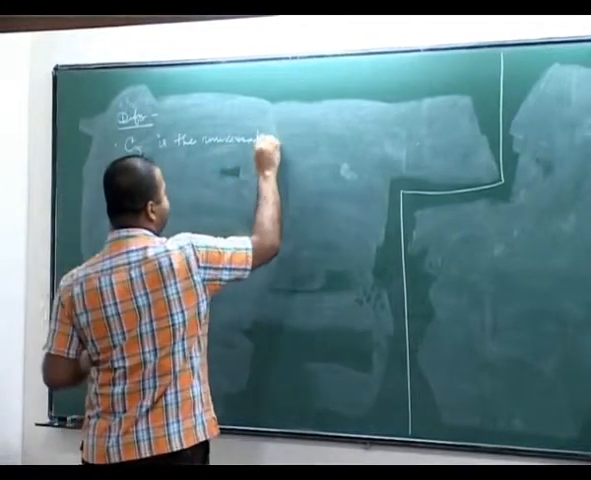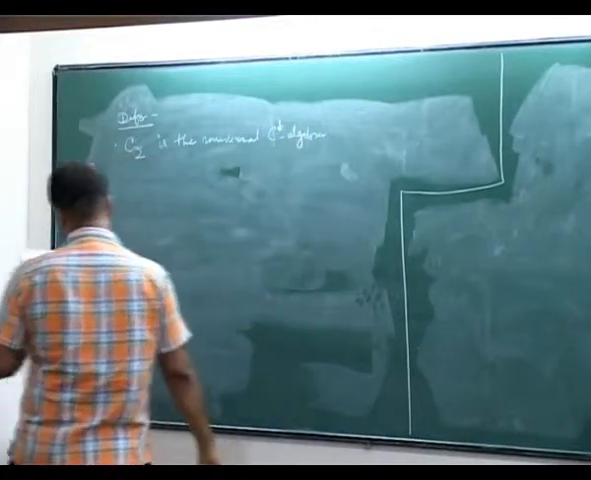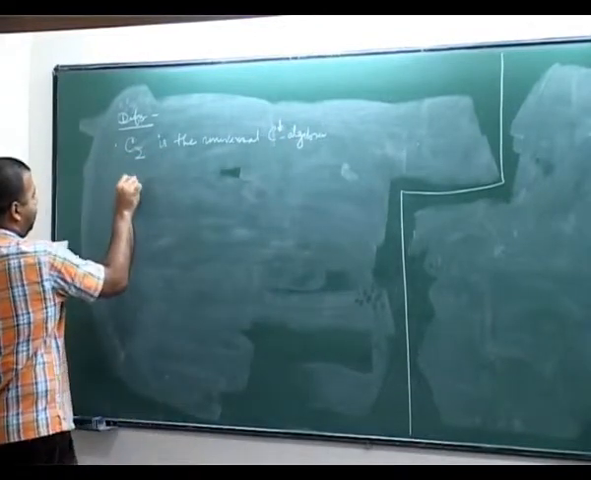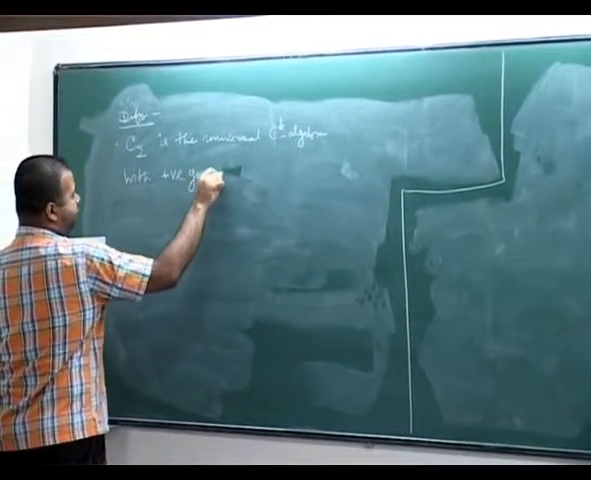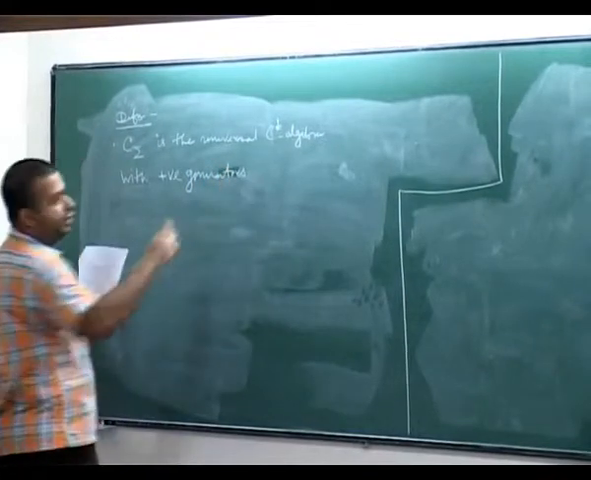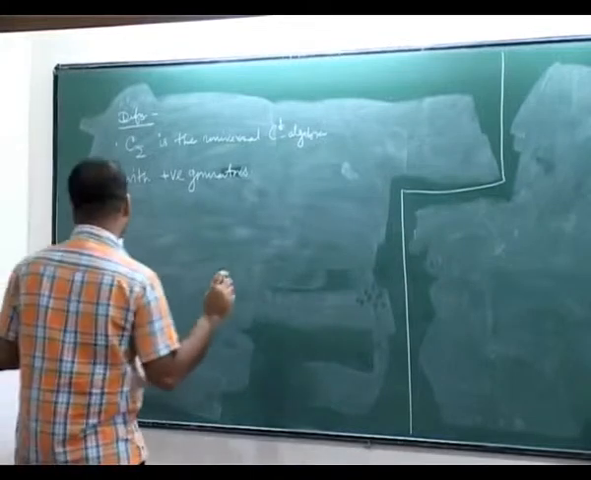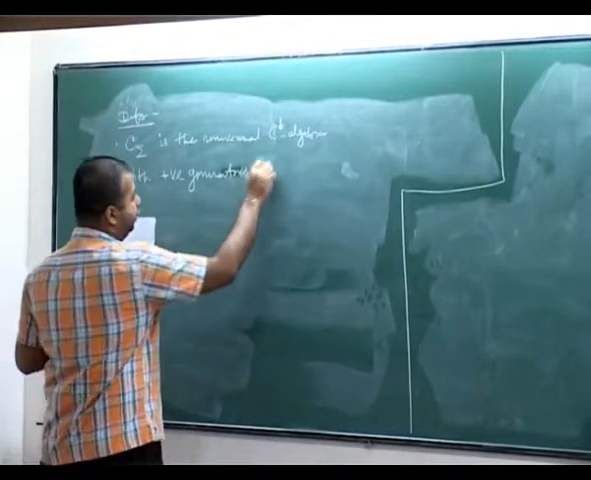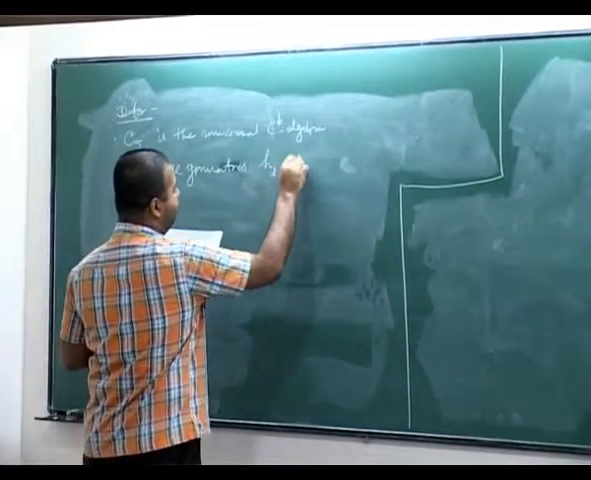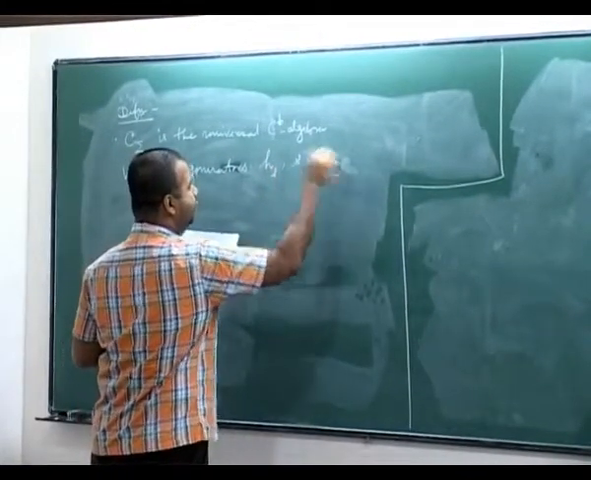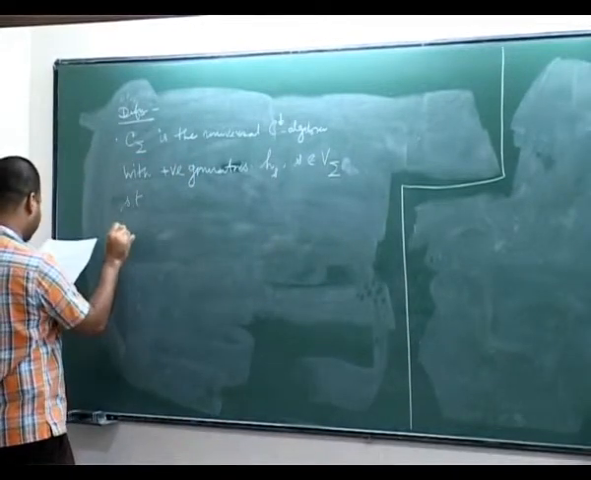C sigma is the universal C* algebra with positive generators. I defined that notion of positivity: A greater than or equal to 0 means the spectrum of that element is greater than or equal to 0 and it is self-adjoint. So this has a set of positive generators HS, for each S in the vertex set, such that there are two conditions.